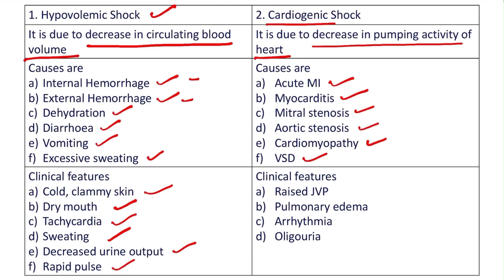So which are clinical features? Apart from the general features, they are raised JVP, that is jugular venous pulse or pressure, pulmonary edema, arrhythmia, oliguria. These can be the clinical features in cardiogenic shock.